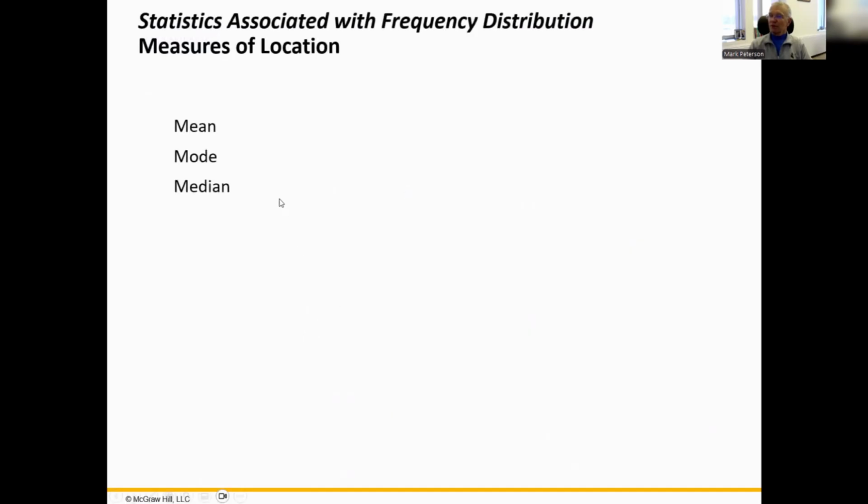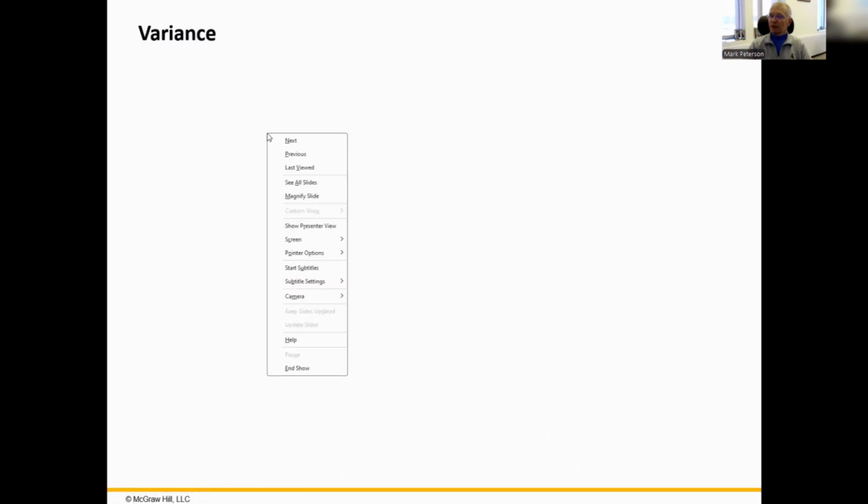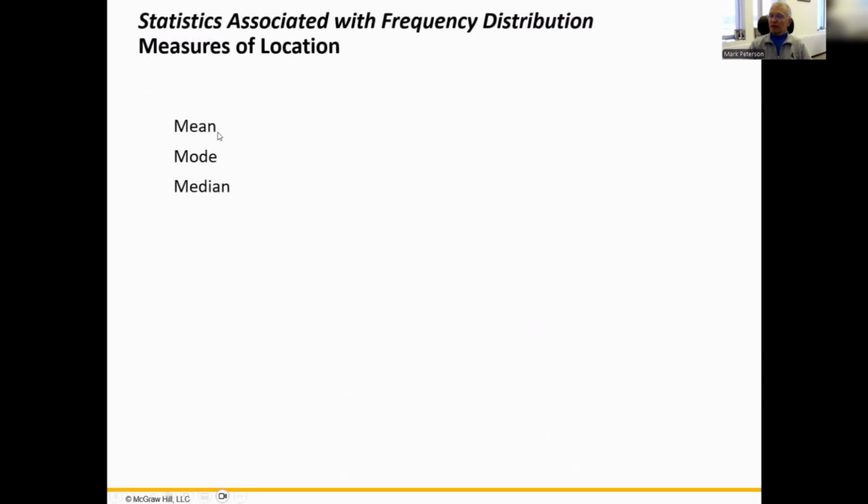We've got measures of central tendency: the mean, the mode, the median. The mean is the average. The mode is the most frequently used response category. Then the median is which response category separates the 50th percentile. So 50% of the respondents are below that category, 50% are above.